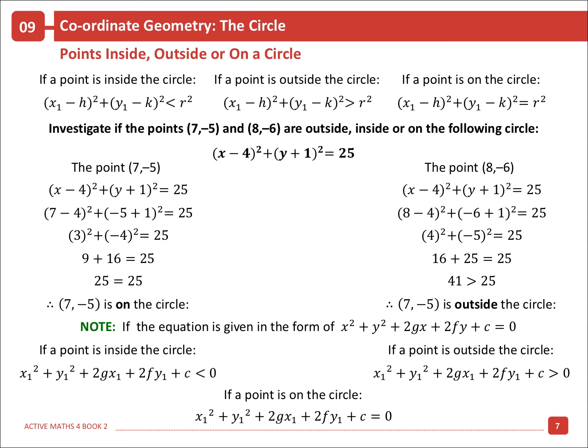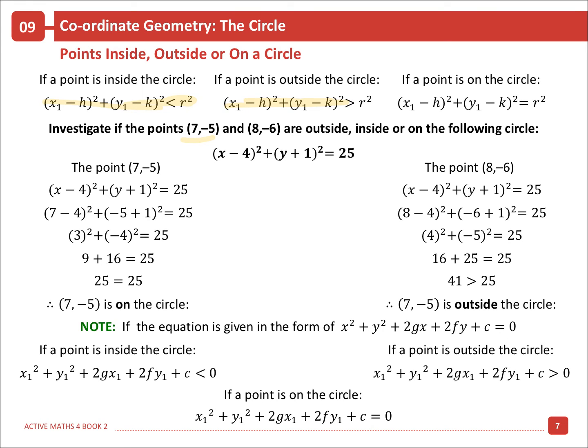Okay, so points inside, outside, or on a circle. Again, just going to quickly run through this. If a point is inside the circle, the value of this will be less than the radius squared. Similarly, if a point is outside the circle, the value of this will be greater than the radius squared. And if it's on the circle, that is on the circumference, then it's going to be equal to the radius squared.